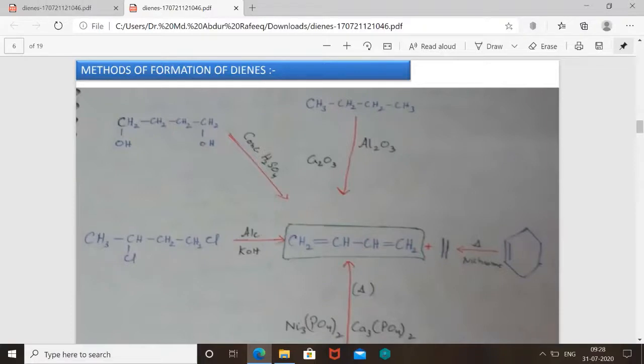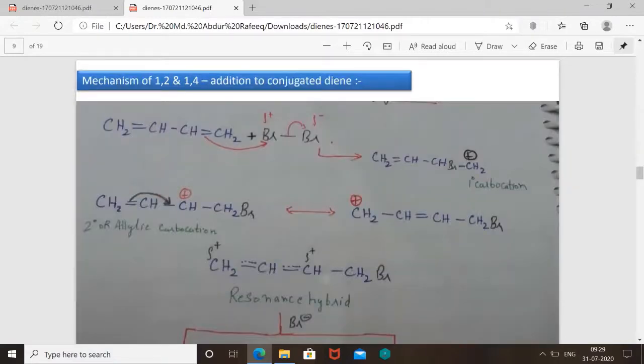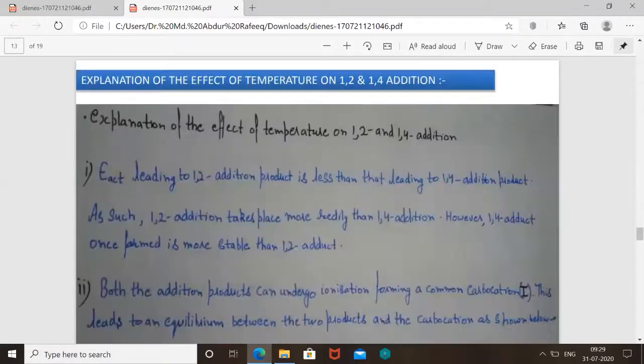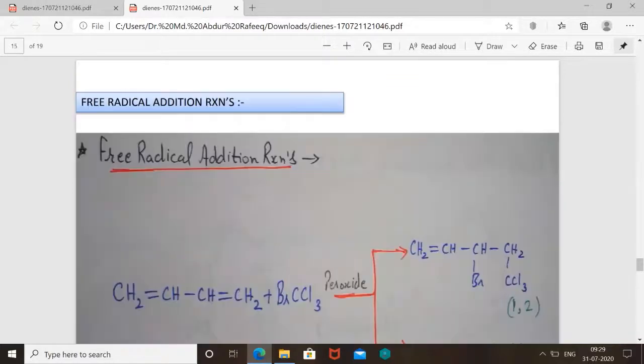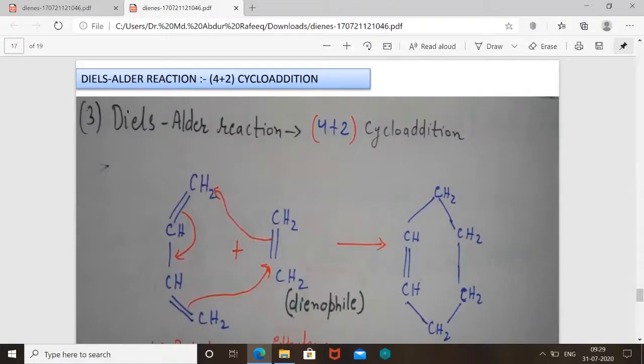Preparation: there are five methods of preparation, such as dehydration, dehydrohalogenation, or just heating an alkane. In reactions, it undergoes 1, 2 addition and 1, 4 addition, and under different conditions these additions take place. Then there is the Diels-Alder reaction, where the diene reacts with a dienophile and we get a cyclic compound. Cyclization takes place. So what we have learned here is dienes, their preparation and properties.